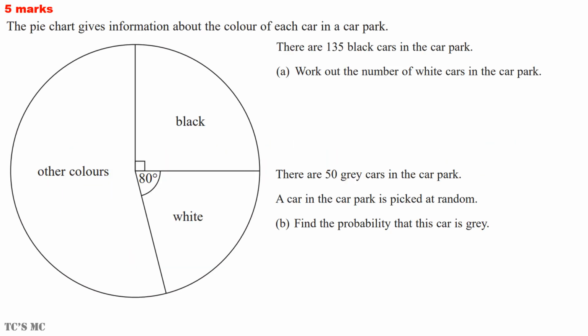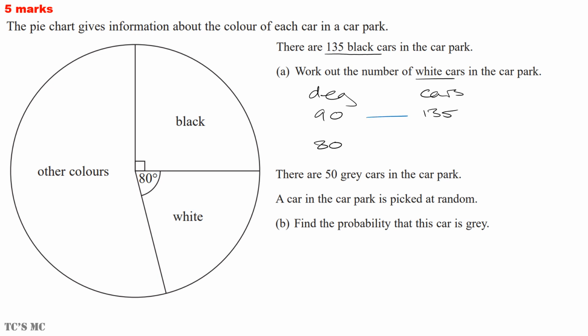The pie chart gives information about the colour of each car in a car park. There are 135 black cars in the car park. Part A. Work out the number of white cars in the car park. I am going to use the headings degrees and cars. We know that 90 degrees represents 135 cars. We need to work out how many cars 80 degrees represents.